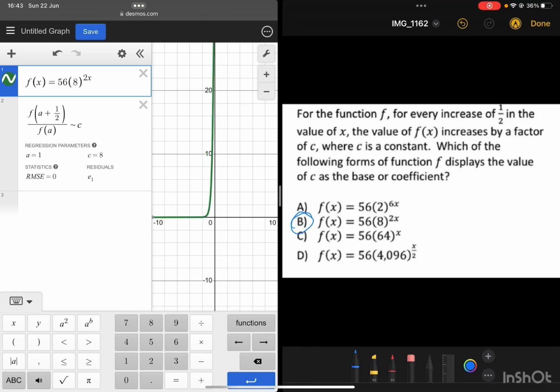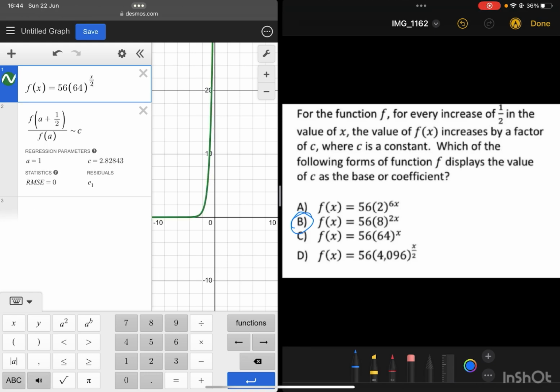It still shows c equals 8, and if it's not convincing, I'm going to put the other answer choice. Still 8.